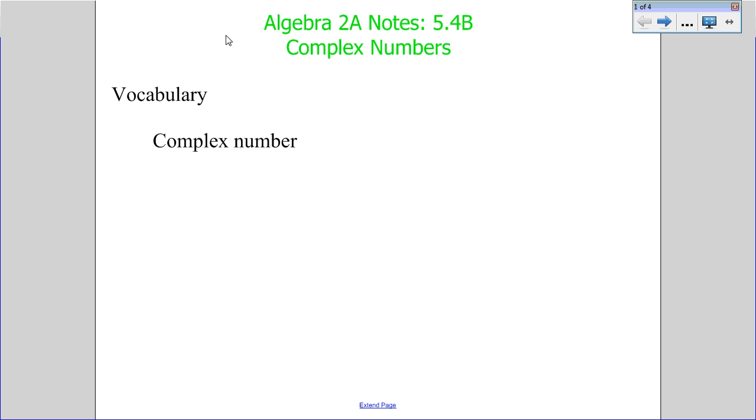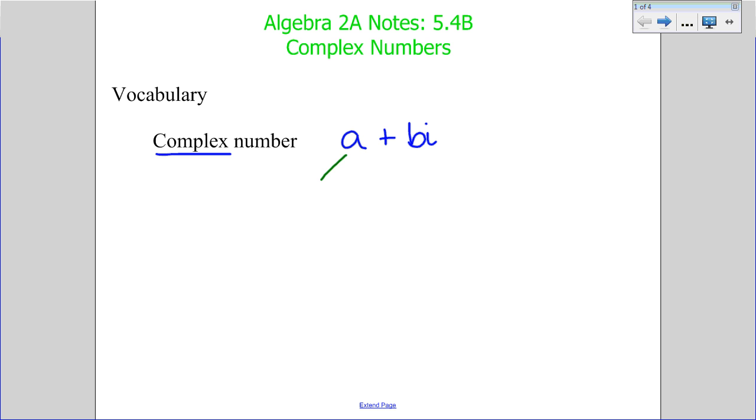All right, ladies and gentlemen, let's take a look at lesson 5.4B. We're going to take a look at complex numbers. Last week, or the last lesson, we looked at imaginary numbers. Now we're going to take a look at complex numbers. Don't let this fool you. They're not necessarily difficult, but the complex number is A plus BI.